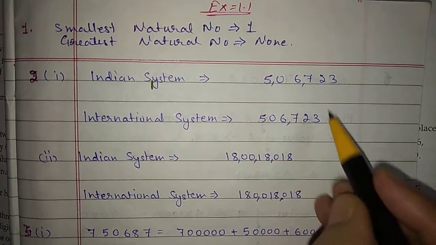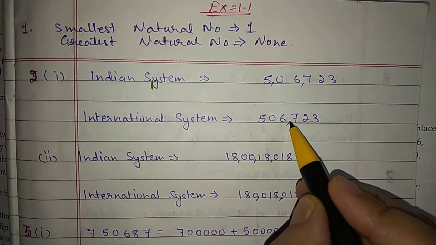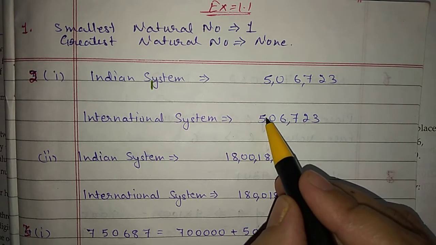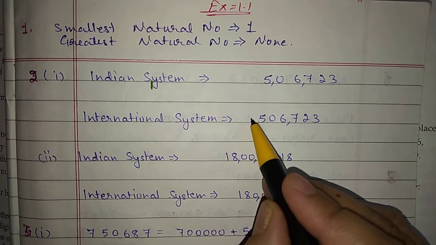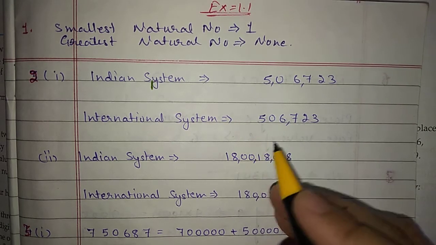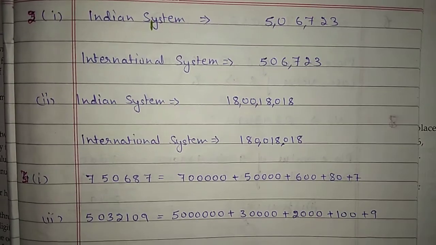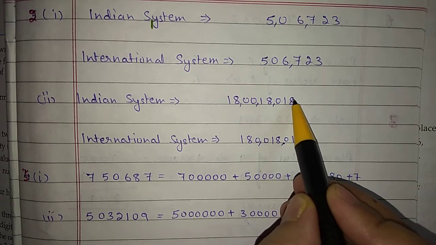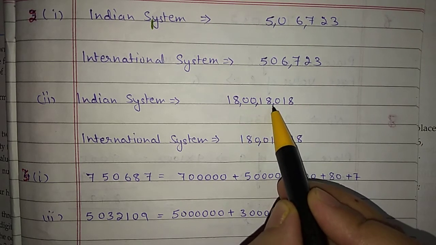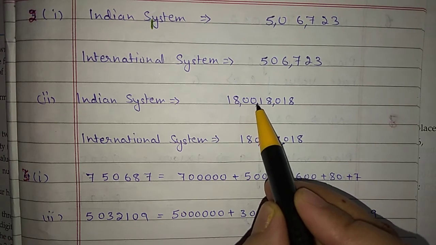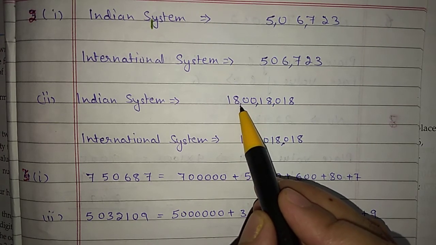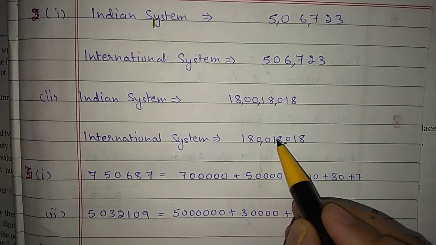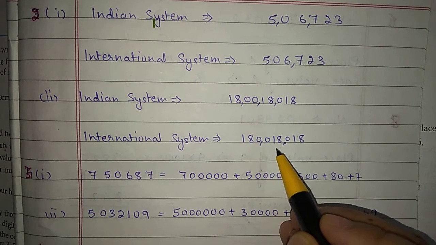According to the international system, after each 3 digits we have to put a comma. So here 1, 2, 3, 1 comma, then again 1, 2, 3, here a comma will come. Before this 5 there is no digit, so no need to put a comma. The second number is also given. In this one also we will do the same thing. According to the Indian system, from the last count 3 digits, put 1 comma, then 2, again 1 comma, again 2, 1 more comma. According to the international system, after 3, 1 comma, again 3, 1 more comma.